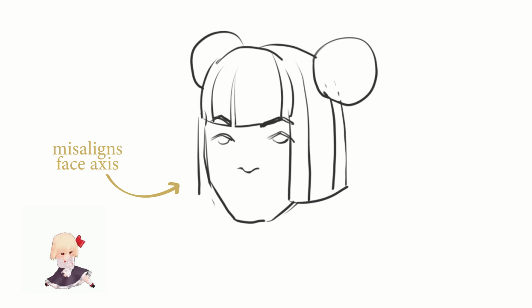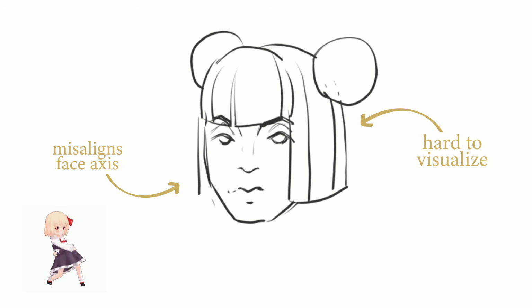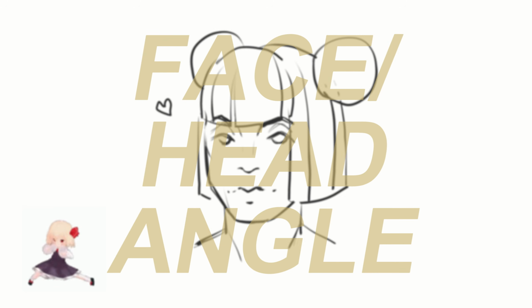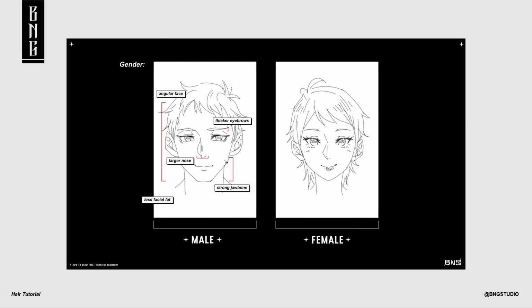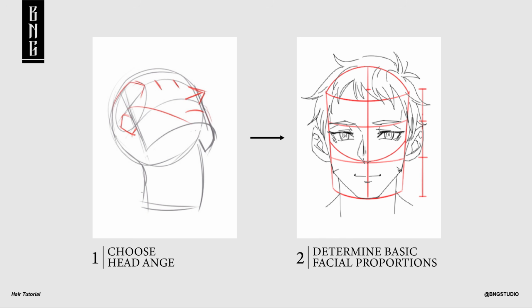One of the biggest mistakes when starting to draw is drawing the hair first, as it often misaligns the face axis, making it hard to visualize the character. So the first thing we need is the face head angle. You can watch the video about the head drawing method we did before. We need to choose the face head angle, then determine the basic facial proportions.